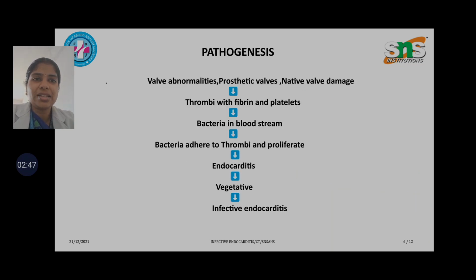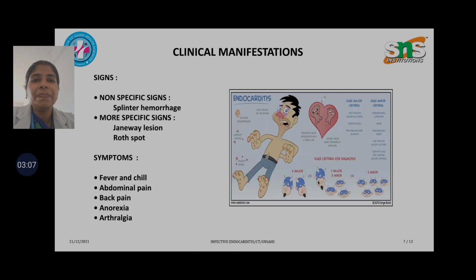The pathogenesis involves valve abnormalities, prosthetic valve or native valve damage, and thrombi with fibrin and platelets with bacteremia in the bloodstream. The bacteria adhere to the thrombi and proliferate. So endocarditis leads to vegetation, and this is finally infective endocarditis.